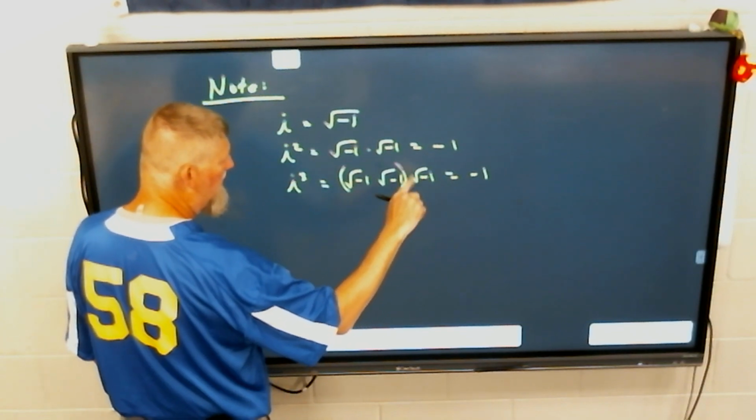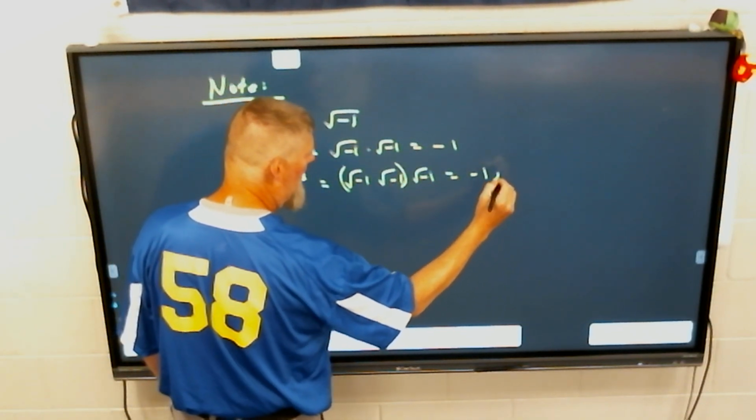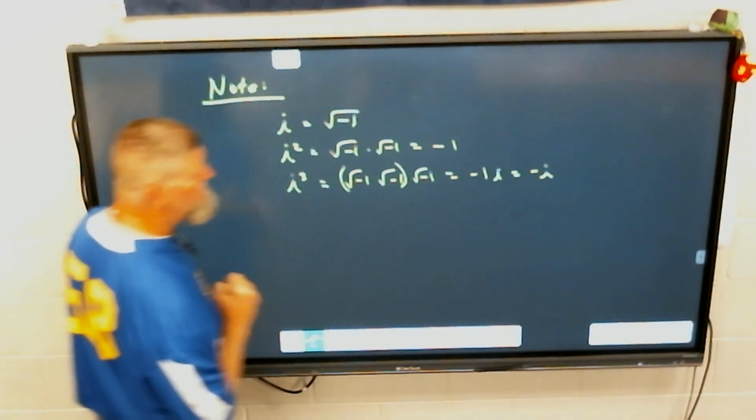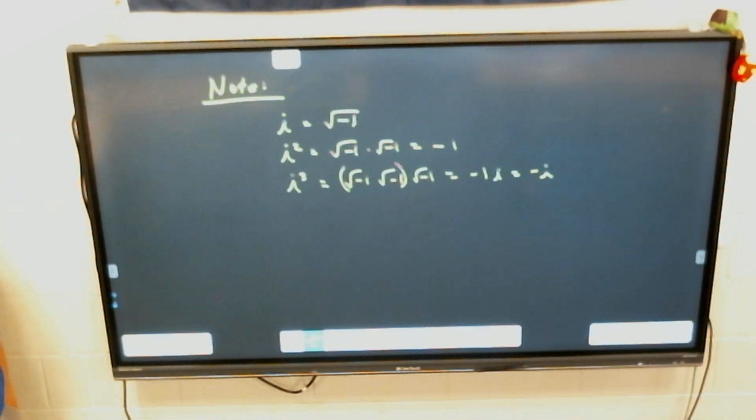And what is the square root of -1? i. So it equals -i. We have a whole sheet on this.